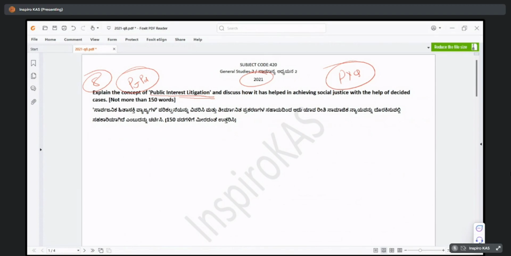If you look into the question, it simply says explain the concept of public interest litigation. So the first part is asking us to explain what exactly is public interest litigation, or what you understand by this term public interest litigation.